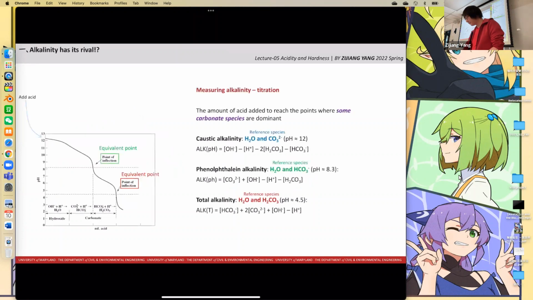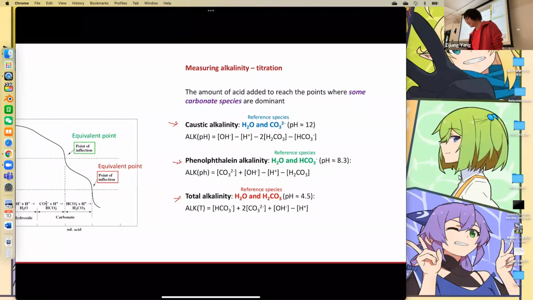So first, on Tuesday, we went through these plots, and yesterday we were trying to collect data to reconstruct these theoretical relations. And recall that we usually have three types of alkalinity: caustic alkalinity, phenolphthalein alkalinity, and total alkalinity. And for each of these alkalinities, they are at different pHs. So at different pH, there are different dominant species. So basically, we are trying to add the acid to make sure we have these species that are dominant.